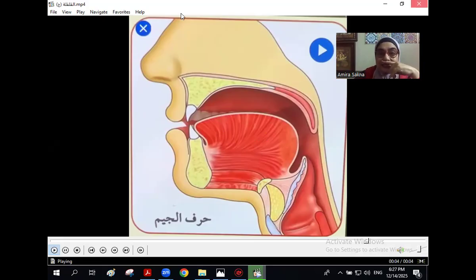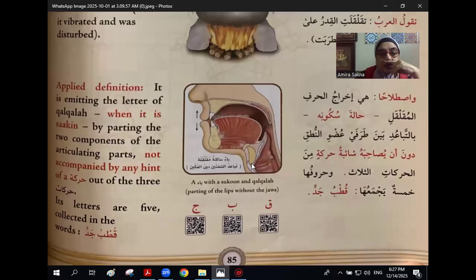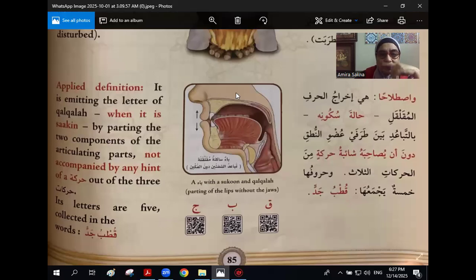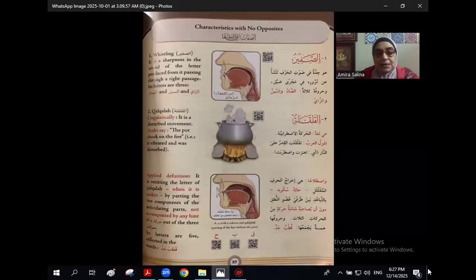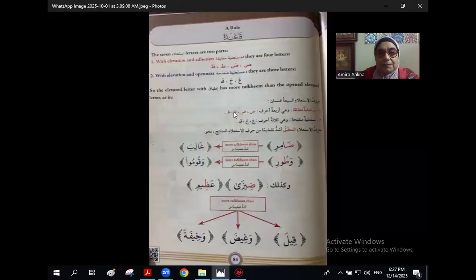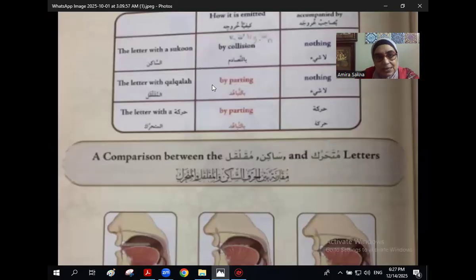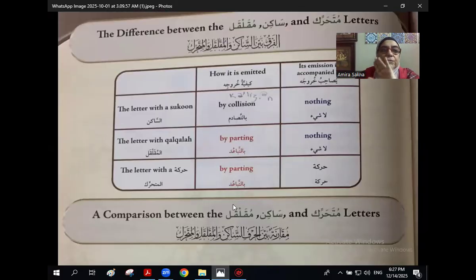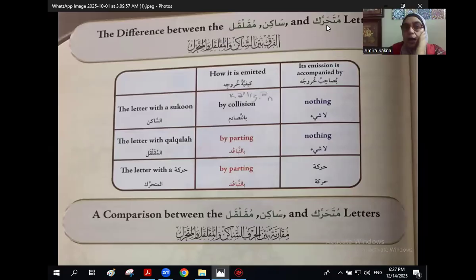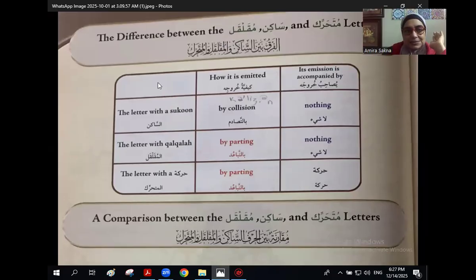Now, my dear sisters, I want to make a summary of what I explained by explaining this schedule. This is a very good summary of all we have said. Remember, this schedule is talking about the difference between the muqalqal, the sakin, and the mutaharrik, between the letter with qalqala, the letter with the sukoon, and the letter with any short vowel, which we were just explaining, okay?